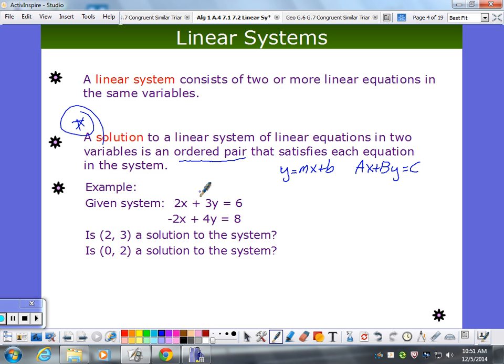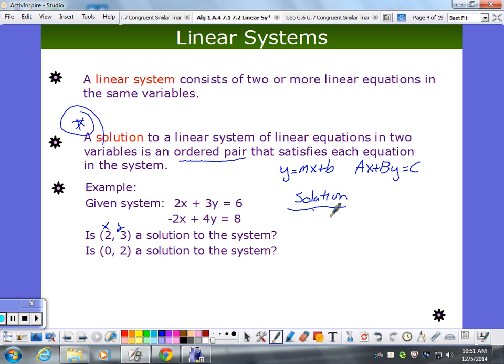Now, how do I know if something's a solution? Take (2, 3). If it makes both these equations true, it means this point is on both lines. So if you were to graph them, they would overlap at this point. So how do you test? Let's plug it in. Is (2, 3) a solution to this?